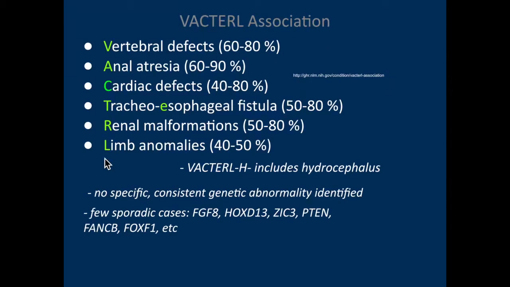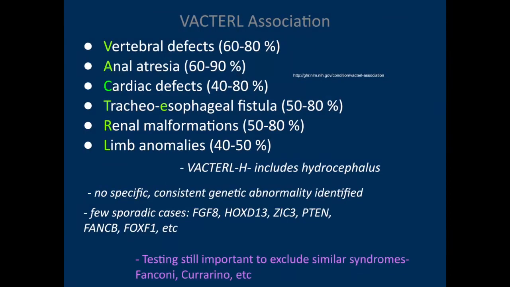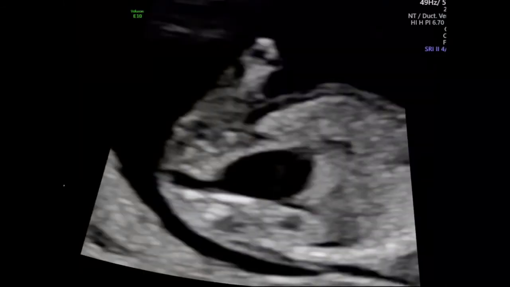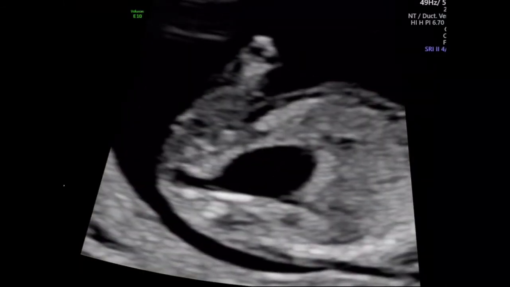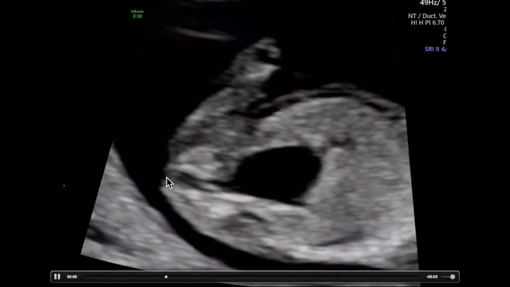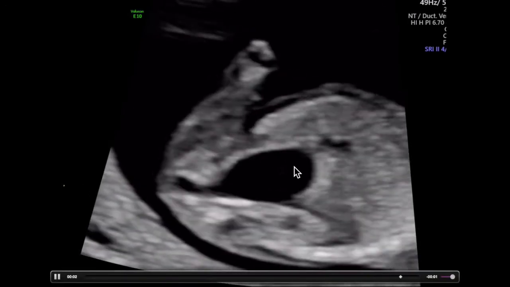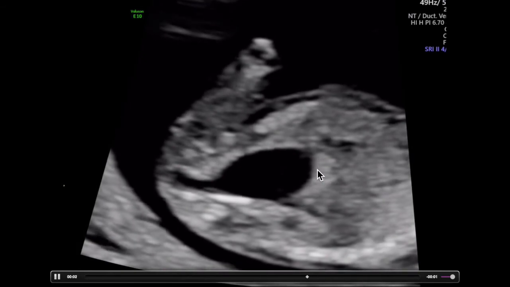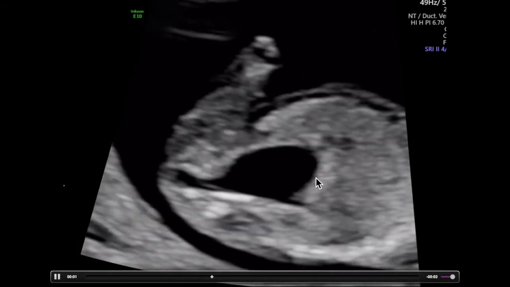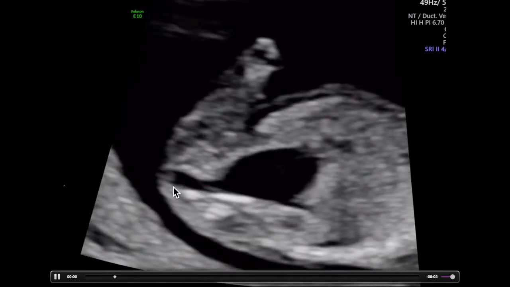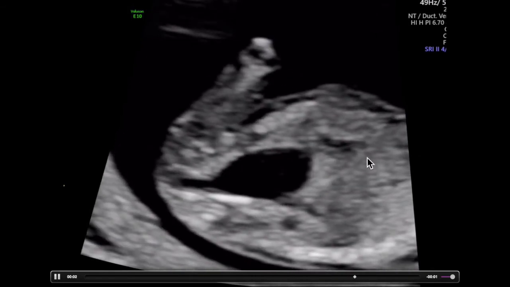Even though this is typically not a hit as far as genetic testing, it's important to do it because you still really want to exclude the mimickers, the ones that look a lot like VACTERL but have significantly different recurrence risks associated with them. So here's a first trimester fetus actually with anal atresia. This is a common finding in the first trimester, lost later on, which is a dilated rectosigmoid colon that goes right to the level of the perineal skin.